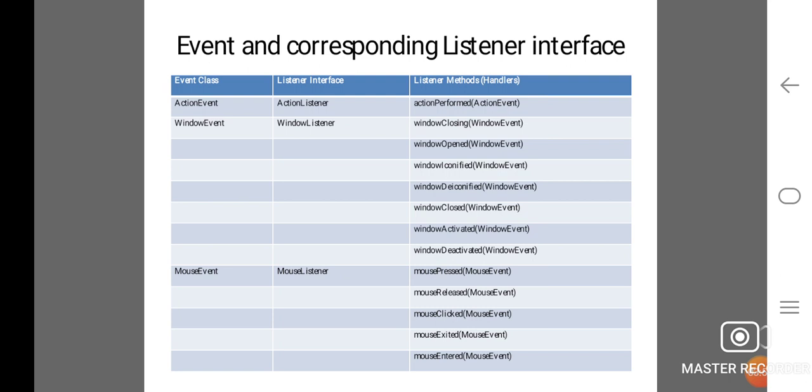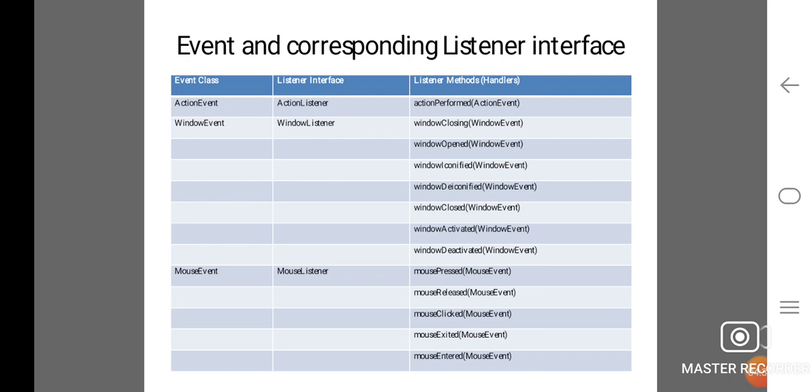Events and corresponding listener interfaces. Event class: ActionEvent, listener interface: ActionListener, listener method: actionPerformed, that is ActionEvent. WindowEvent, listener interface WindowListener, listener methods: windowClosing, windowOpened, windowIconified, windowDeiconified, windowClosed, windowActivated. These are all the listener methods of a WindowListener. The event is the WindowEvent.